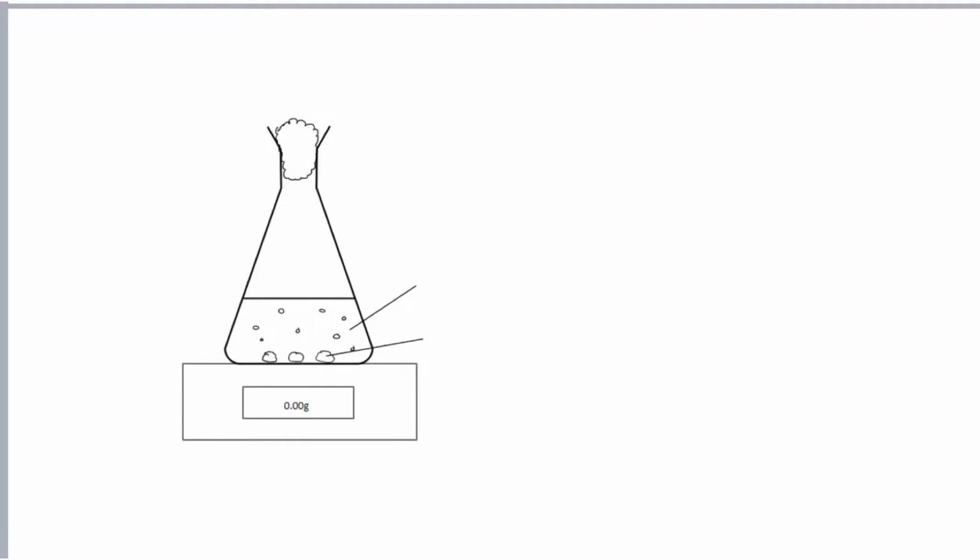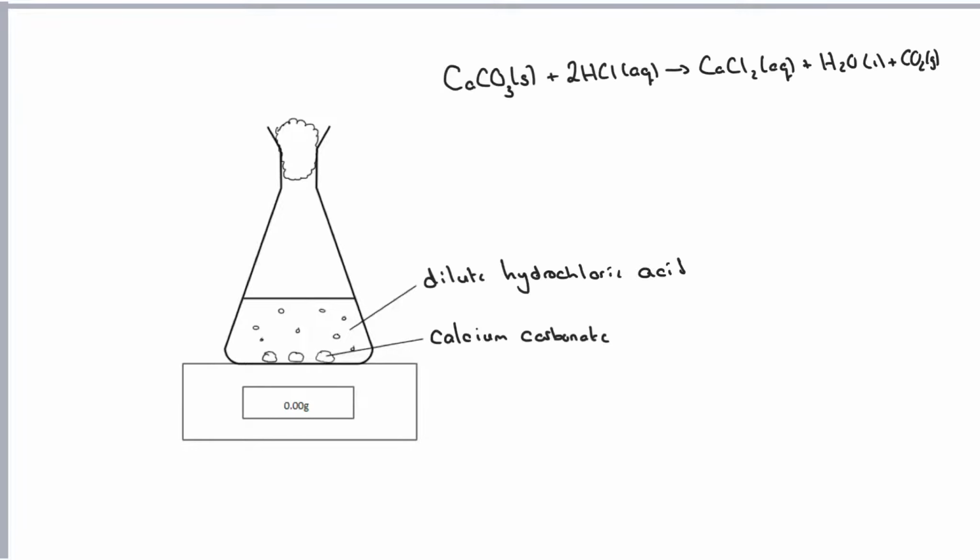Now in this reaction here, we could have calcium carbonate chips, otherwise known as limestone, with hydrochloric acid. So I'll label this and I'll do an equation. As the reaction proceeds, we get bubbles of carbon dioxide gas. The pieces of calcium carbonate will get smaller because the product that's produced, the calcium chloride, is soluble in water.